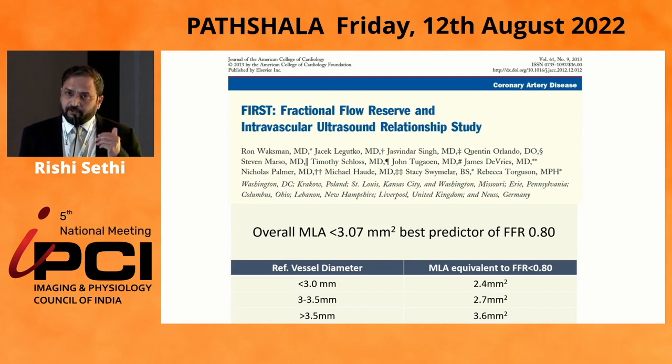0.80. They further went on to show that this MLA cutoff may be different for different reference vessel diameters. For example, for vessels that were less than 3 millimeters, the MLA cutoff that showed FFR positivity was 2.4 millimeters square. For vessels between 3 and 3.5, it was 2.7, and for those vessels that were greater than 3.5, it was 3.6 millimeters square.